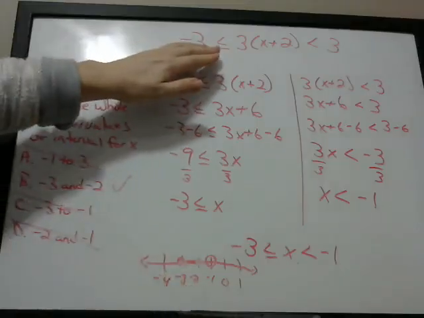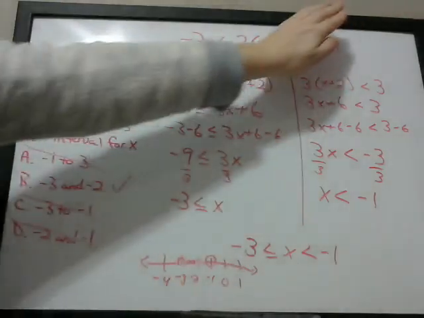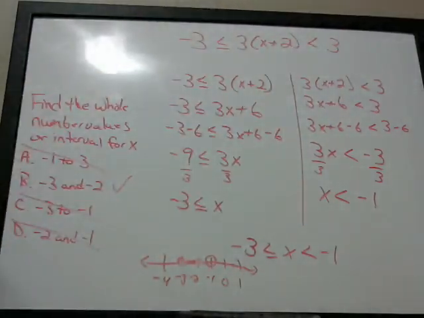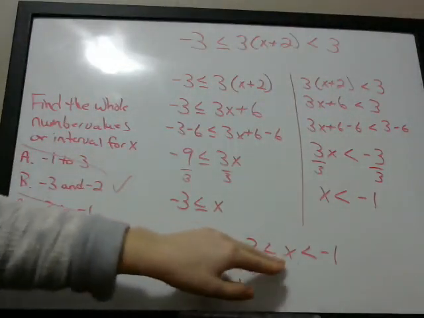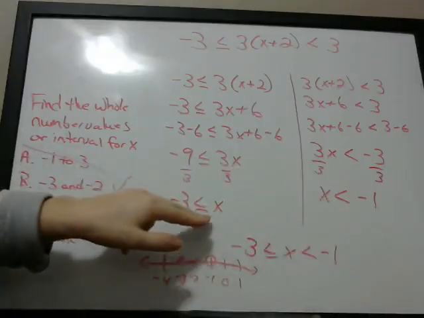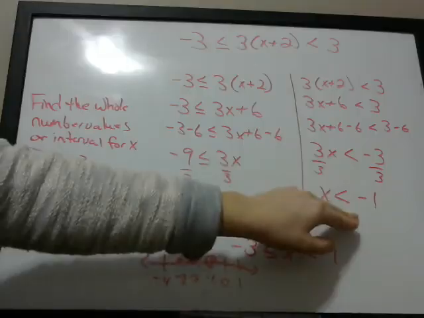So when you see a problem like this, you basically break it up into two parts. Solve for x like you would any other algebra problem, but you have to put them together at the end because it's like an and statement. It has to satisfy this and it has to satisfy that.